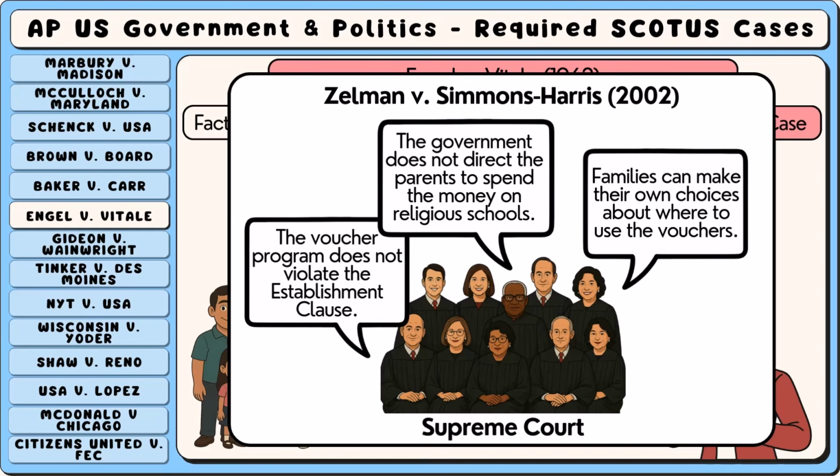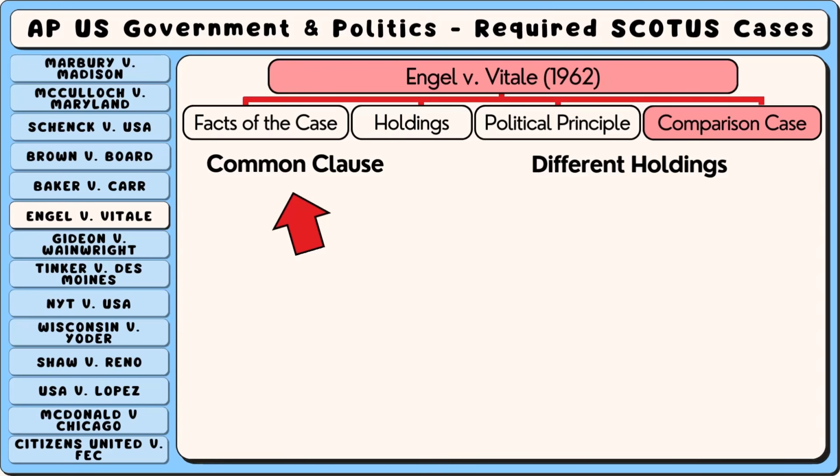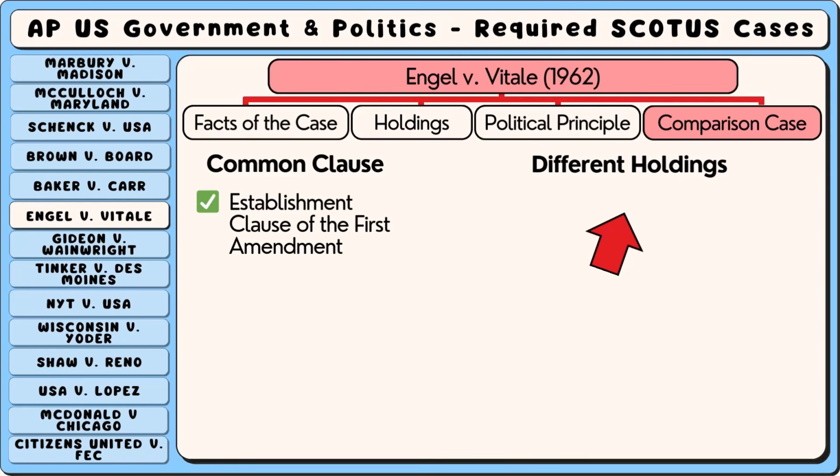Families made their own choices about where to use the vouchers. Now let's identify the common clause between Engel versus Vitale and Zelman versus Simmons-Harris. Both cases involve the question of whether government actions violated the Establishment Clause of the First Amendment by supporting religion. Now let's compare the holdings of the two cases.